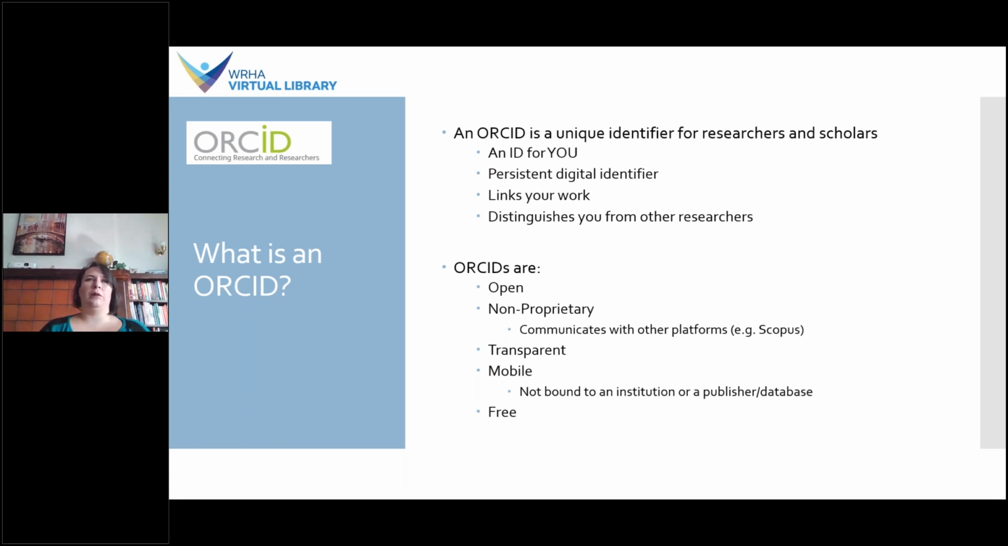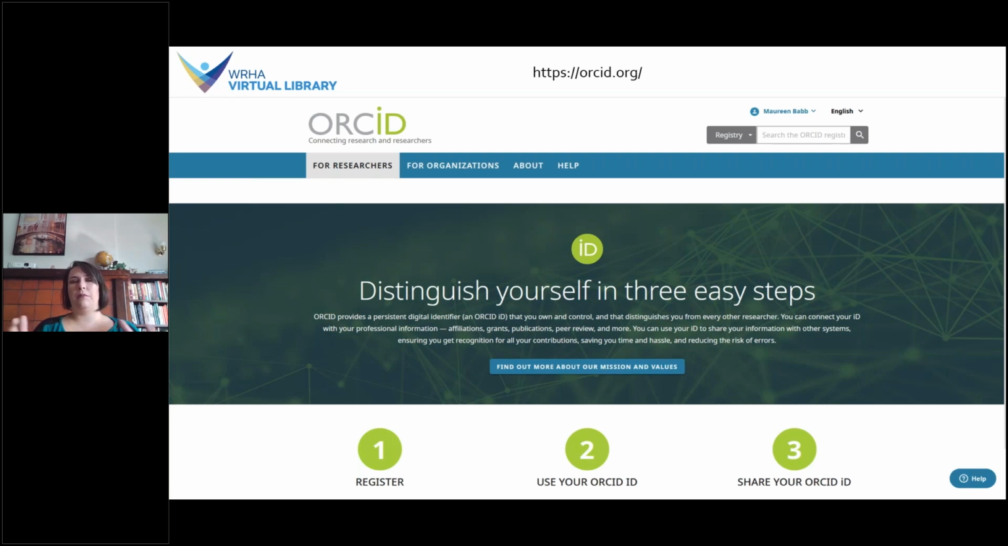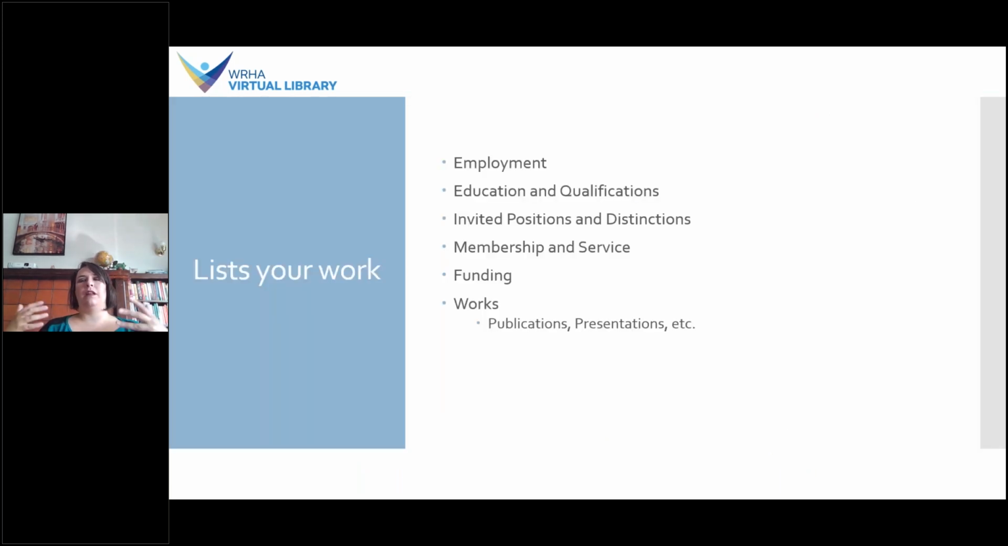It's transparent. You can see how it works and what it does. It's mobile. It's not bound to a specific institution, a specific publisher, or a specific database. So your ORCID travels with you, and for you, it's free. So that's what they are. So what does it look like? When you go to the main page of ORCID, which you can see at the top, https://orcid.org/, this is what the website looks like, and we'll go through it more in general. But I talked about it listing your work.